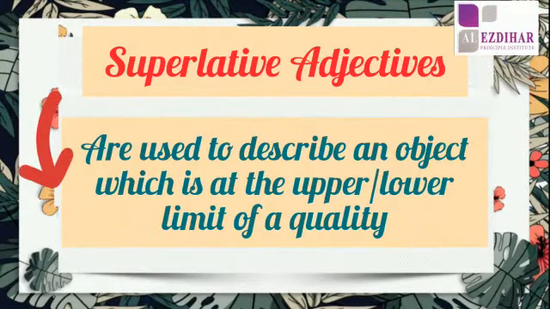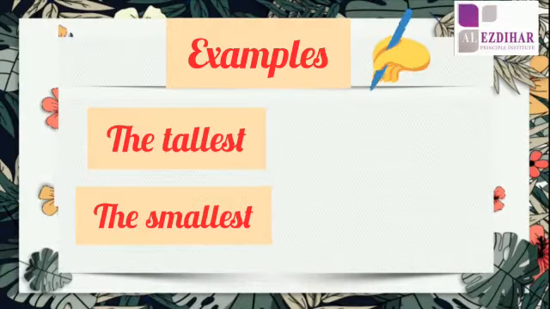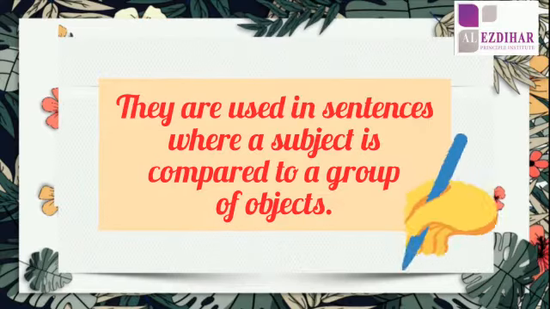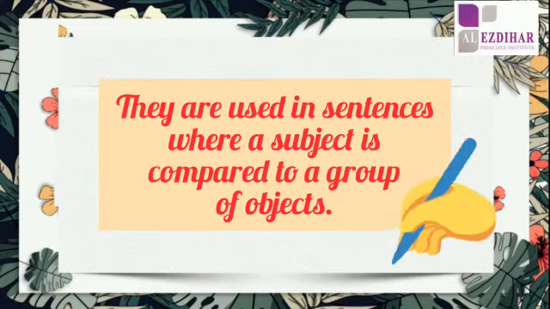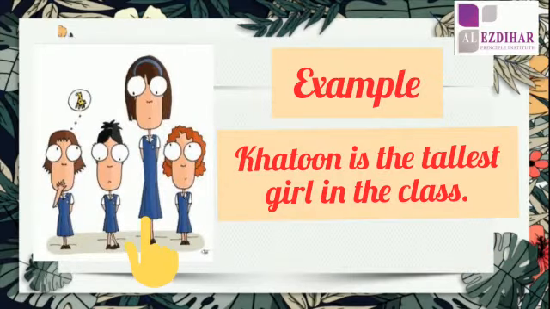Superlative adjectives are used to describe an object which is at the upper or lower limit of a quality. Examples: the tallest, the smallest, the fastest, the highest. They are used in sentences where a subject is compared to a group of objects. Now let's take a look at this pattern. Noun subject plus verb plus the superlative adjective plus noun object. Example: Khatun is the tallest girl in the class.